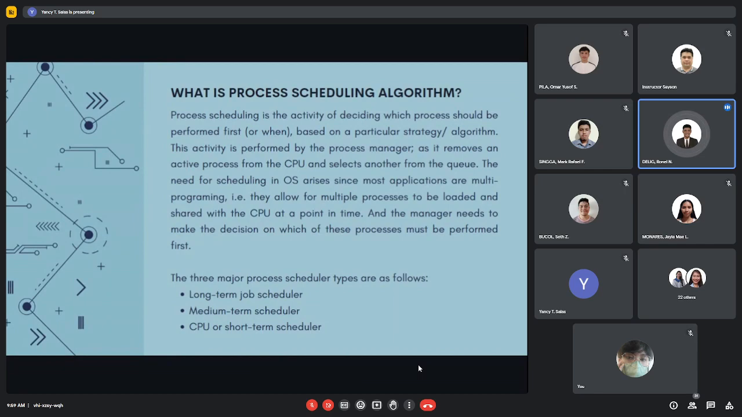And last is the short-term or CPU scheduler. Its main objective is to increase system performance in accordance with the chosen set of criteria. It is the change of ready state to running state of the process. The CPU scheduler selects a process among the processes that are ready to execute and allocates the CPU to one of them. Short-term schedulers, also known as dispatchers, make the decision of which process to execute next. Short-term schedulers are faster than the long-term scheduler. So, next slide please.